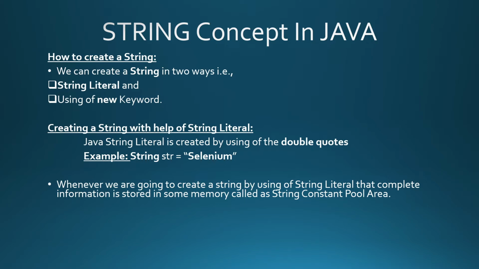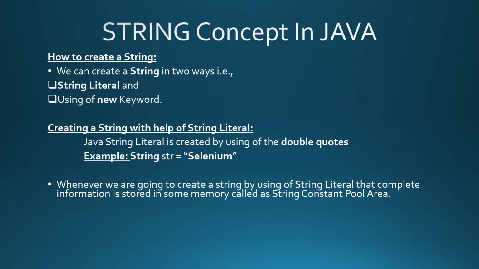First I will tell you how to create a string with the help of string literal. A Java string literal is created by using double quotes. Here you can see the example: String str equals selenium within double quotes. This is how we can create a string with the help of string literal. Whenever we create a string using a string literal, that complete information is stored in some memory, called the string constant pool area.